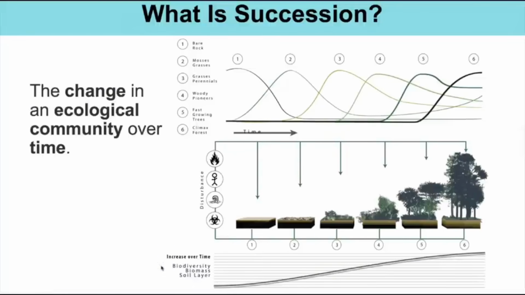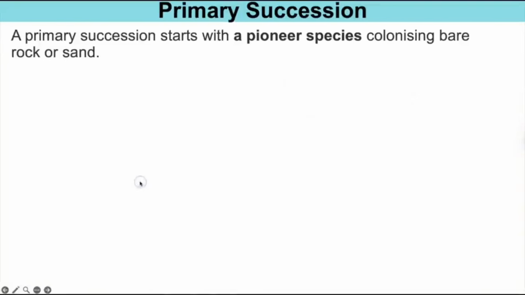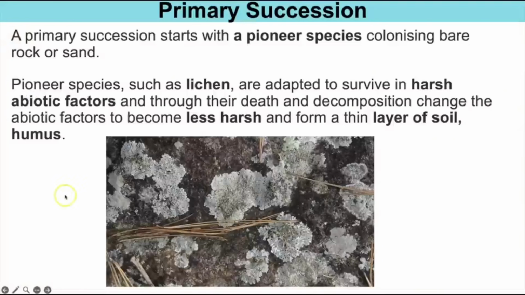Then we go on to succession, and this is the change in ecological community over time. A primary succession starts with a pioneer species, and that is going to colonise. It might be bare rock or sand. You don't have any soil yet. You don't have to know any examples, but just to give you a bit of information, pioneer species could be things like lichen. Lichen are a mixture of fungi and algae, and they can survive in really harsh abiotic factors.